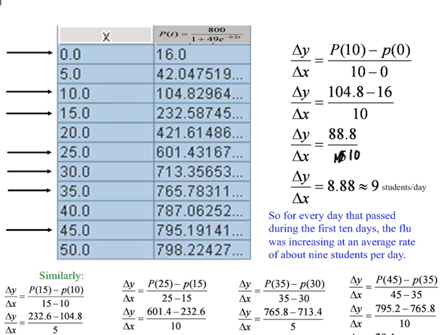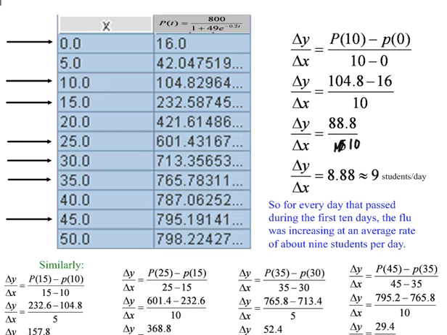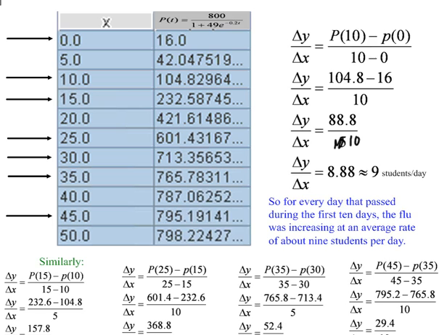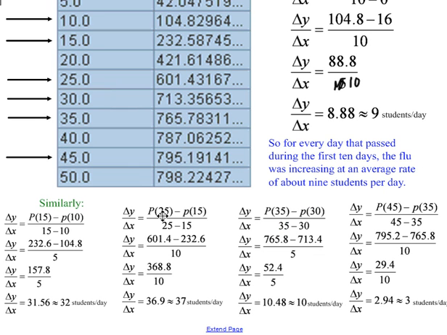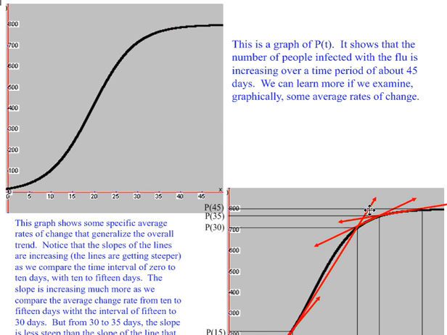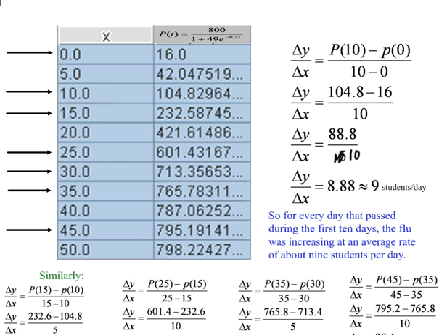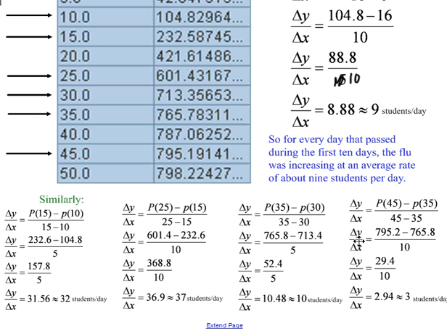Using a table of values, I was able to calculate various rates of change at various moments along the span of the epidemic. In the first 10 days, we have 9 students per day getting sick. But as you can see, from day 15 to day 25, we have about 37 students per day getting sick, which is much more rapid, as reflected by this middle portion, the steeper line. And finally, in the last 10 days that I used for the graph, I found about 3 students per day were getting sick.